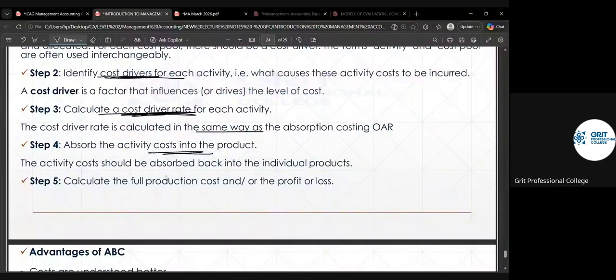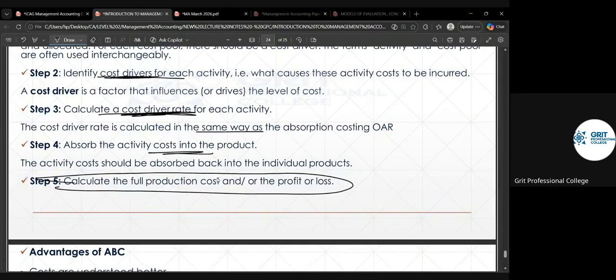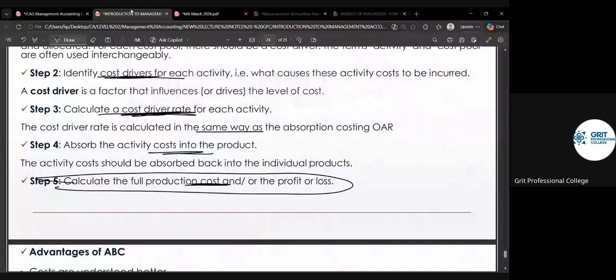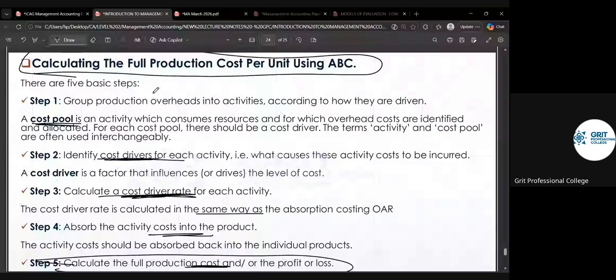Then once you have been able to do that, you can ascertain the full production cost and the profit of the company at the end of the day. Because once you find the cost of a product, you can determine whether it's a profitable product or a loss-making product. That is all, for 3 marks. All right, so let's get into some questions to see how we apply these 5 steps. Any question, please?